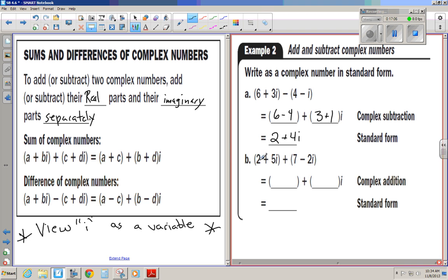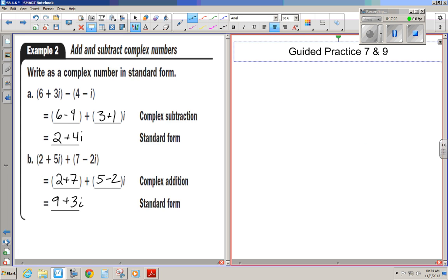Down here, you're looking at the real parts. 2 plus 7 gives us 9. 5i plus negative 2i, that would be 5 minus 2, ends up being 3i. Let's look at 7. Guided practice number 7. 9 minus i.